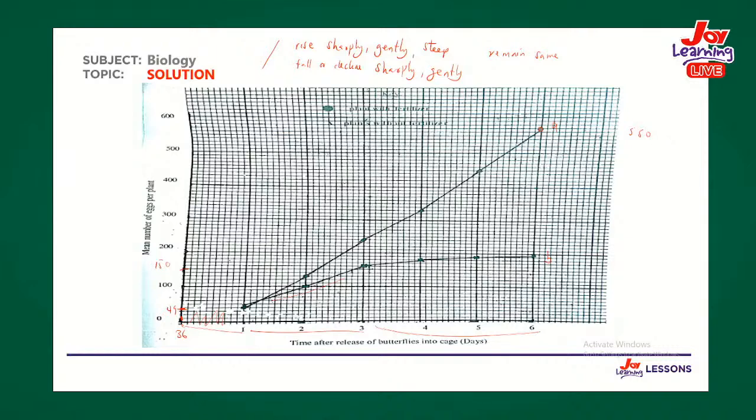Then from 3 to 6, on the Y, we say that from day 3 to day 6, the mean number of eggs per plant remained the same. It remained the same because hardly did this change. It was not gentle, it was almost the same, or it was constant. So somebody without even looking at the graph can understand.